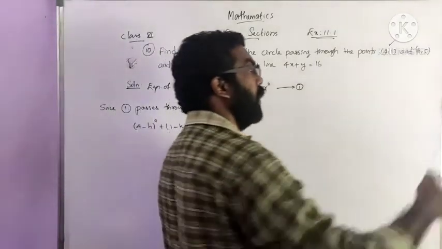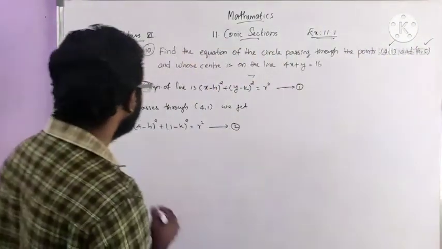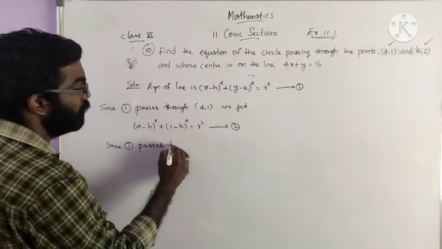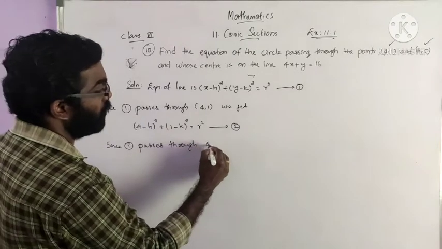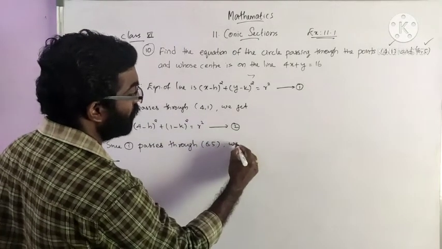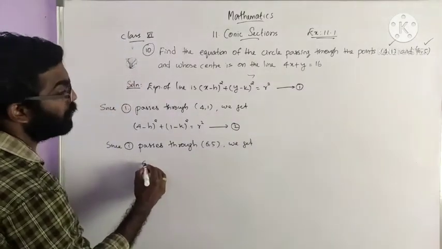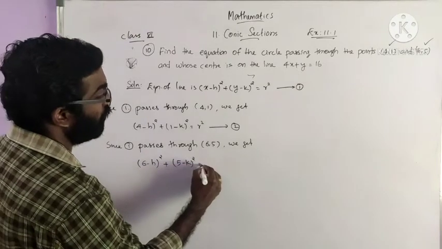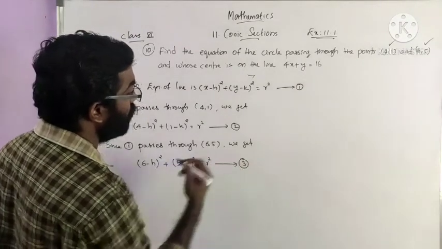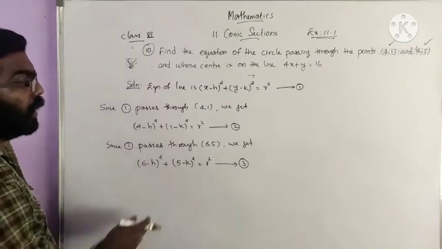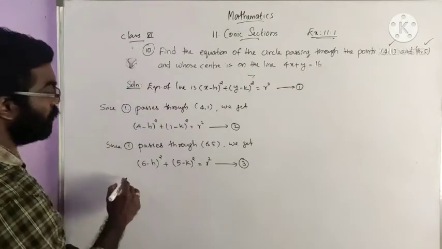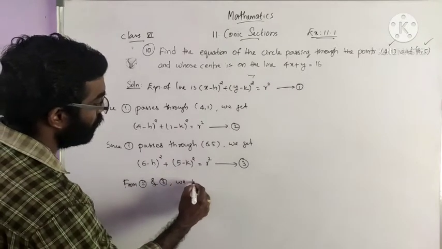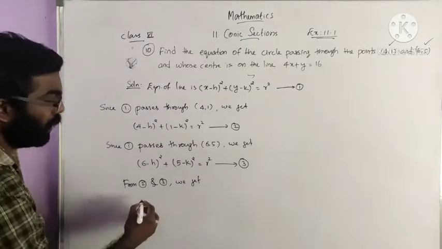Now take the second point, 6 comma 5. Again equation 1 passes through the point 6 comma 5. We get (6 minus h) the whole square plus (5 minus k) the whole square is equal to r square. Take it as equation 3. Now we can combine these two equations. From 2 and 3 we can write. Here the RHS is same. So we can equate the LHS part.